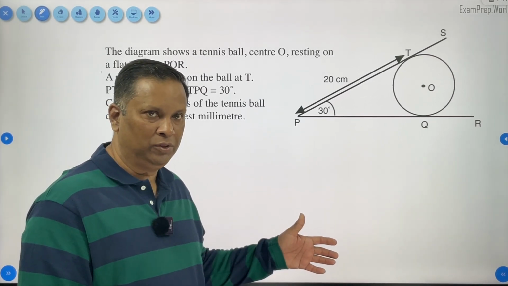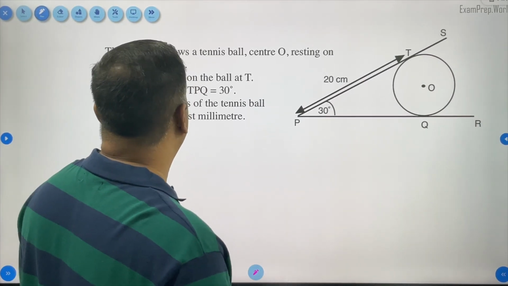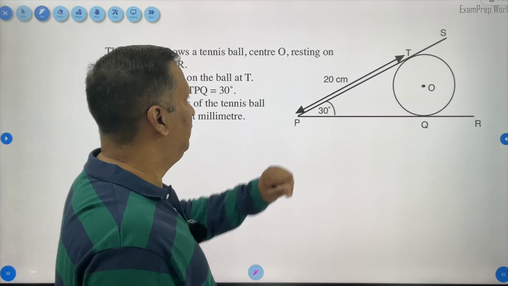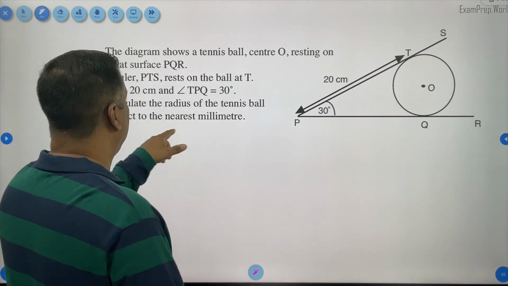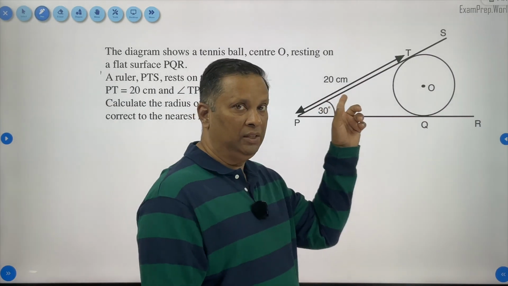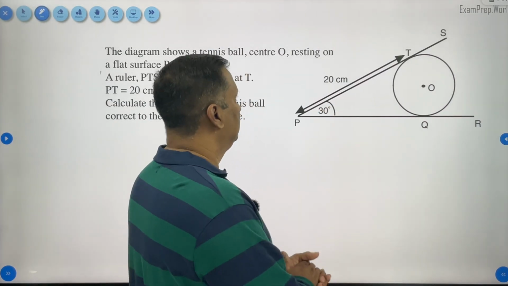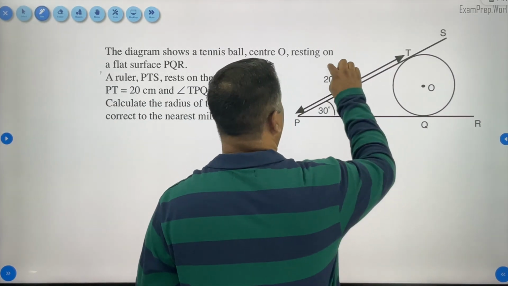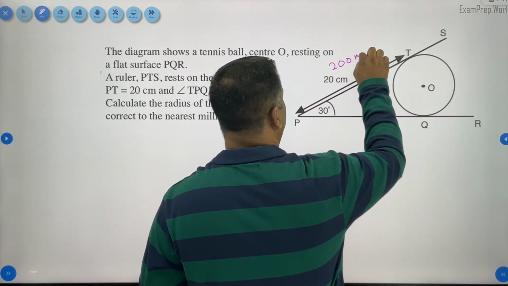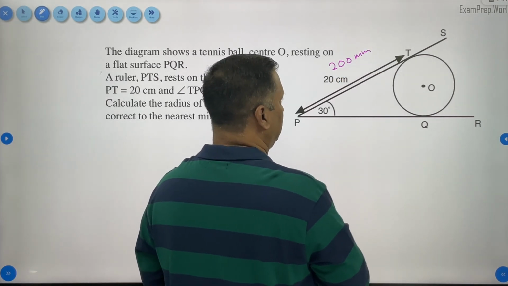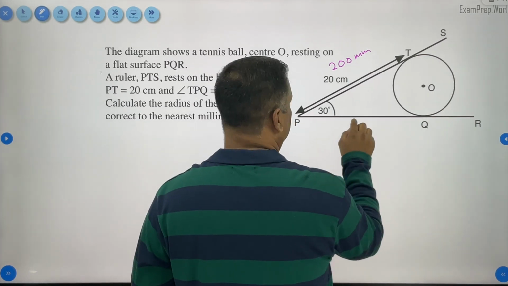Now we come to this question, and here what they are asking us to find. They have given a circle, they have given a tangent. Calculate the radius of tennis ball correct to the nearest millimeter. They have given in centimeter, we have to convert into millimeters. So 20 centimeters is how much? 20 into 10, 200 millimeters. So this is also a tangent, this is also 200.